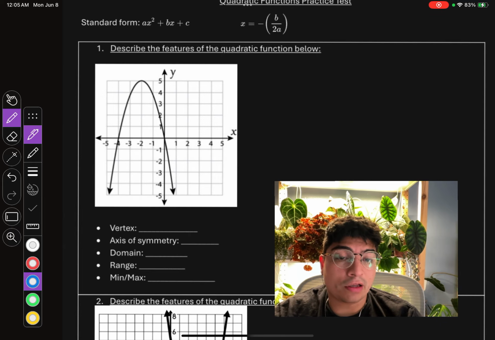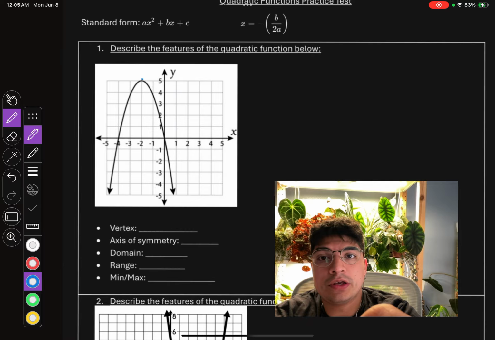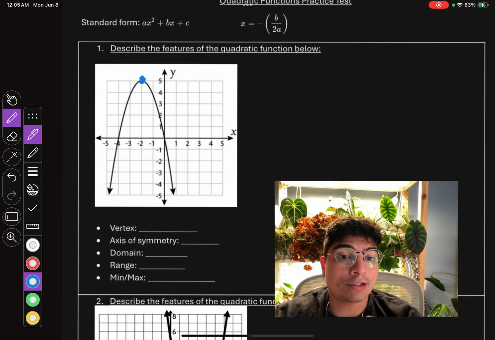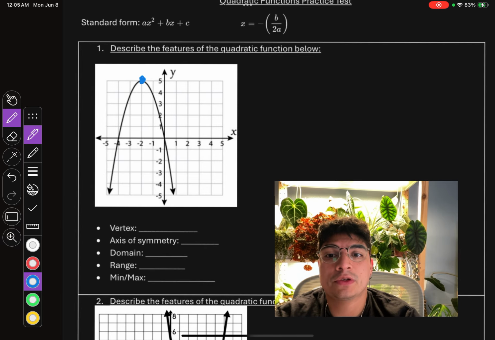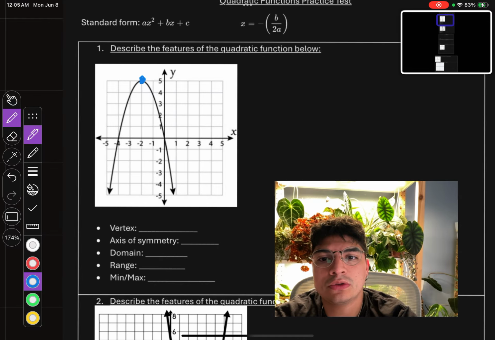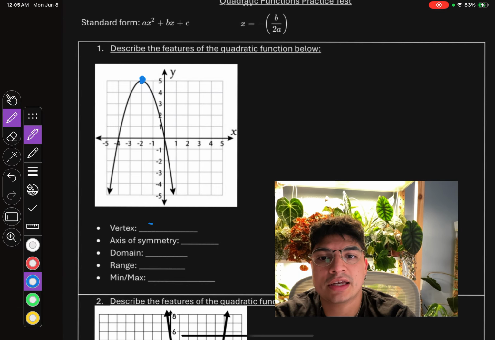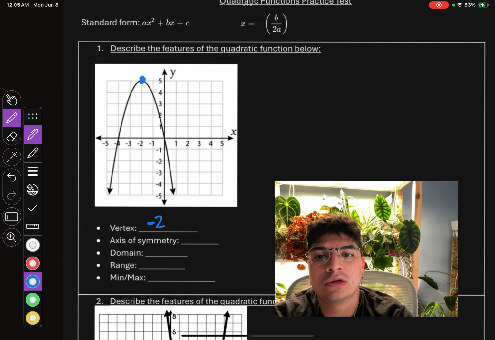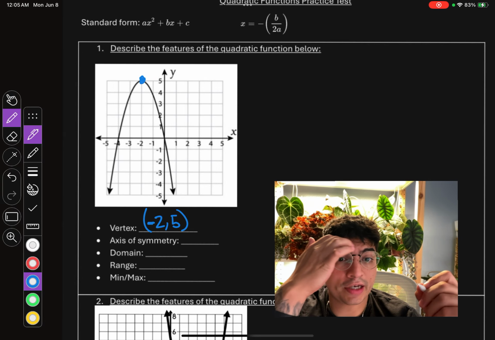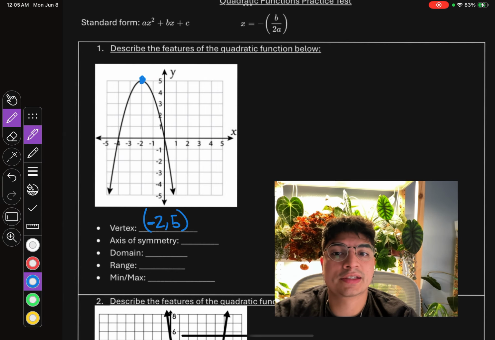A reminder of what we have: vertex. We'll talk about that a lot. It is a coordinate point, and it is also the highest or lowest point of a parabola. So in this case, it's going to be -2, and again, we write it as a coordinate point, (-2, 5), because that's the point that I just graphed. It's the highest point in this case.